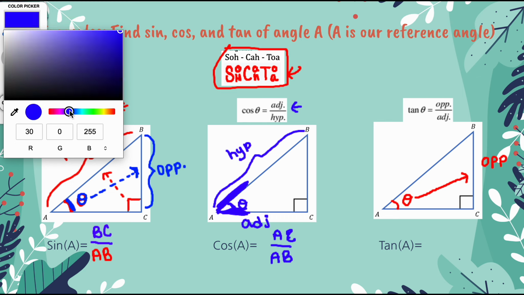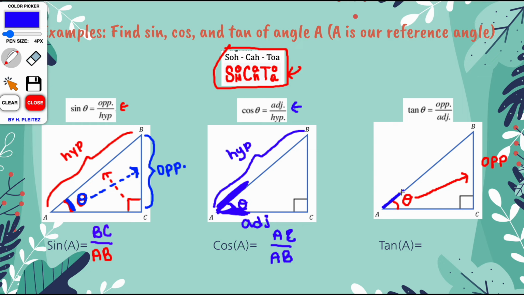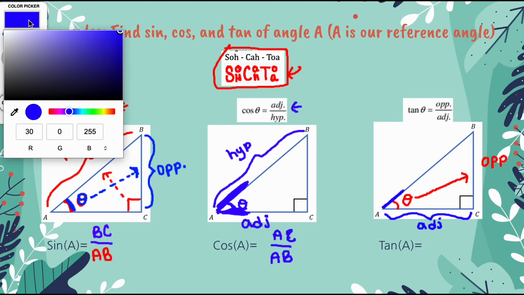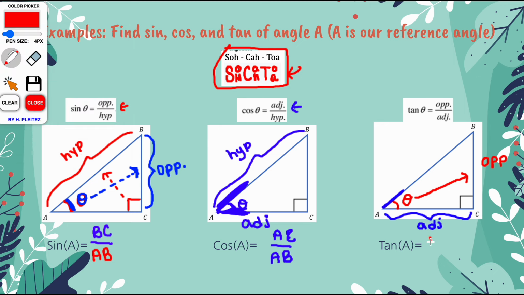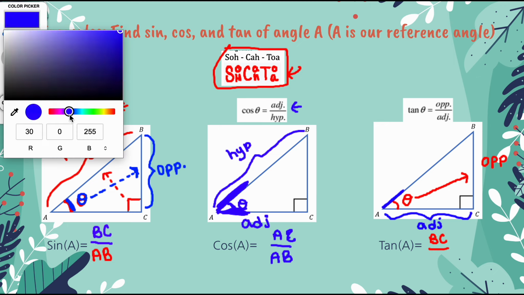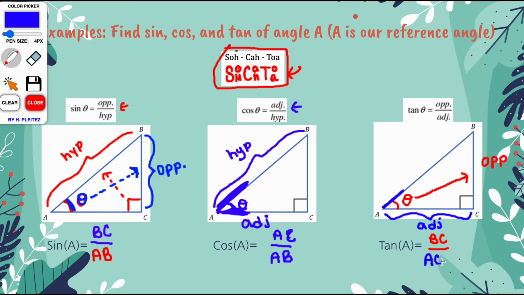Now again, our adjacent side is the side that's touching your reference angle that is not the hypotenuse, right? So in this case, AB is touching our theta, but AB is the hypotenuse, so that cannot be the adjacent side. The adjacent side is right here. So filling in our ratio, we have opposite, which is BC, over our adjacent side, which is AC. And again, if we had numbers in here, we can go ahead and fill those in, but we don't, so we are sticking with segment notation.